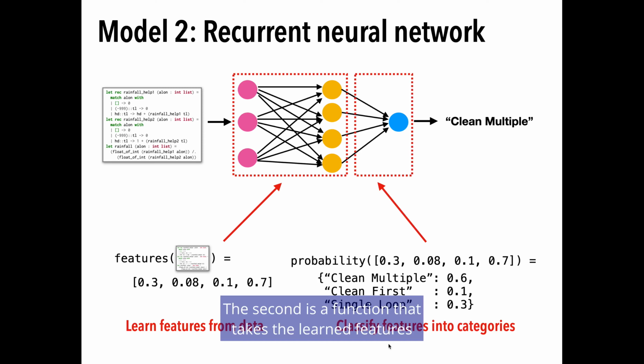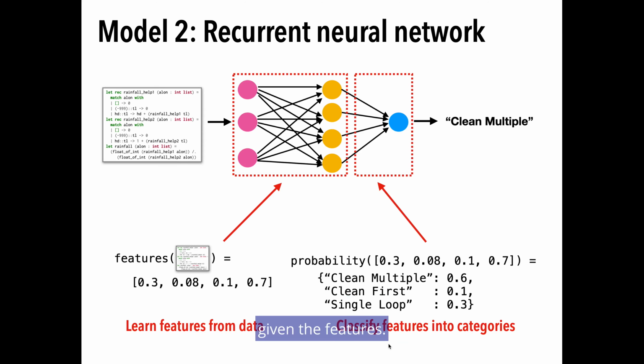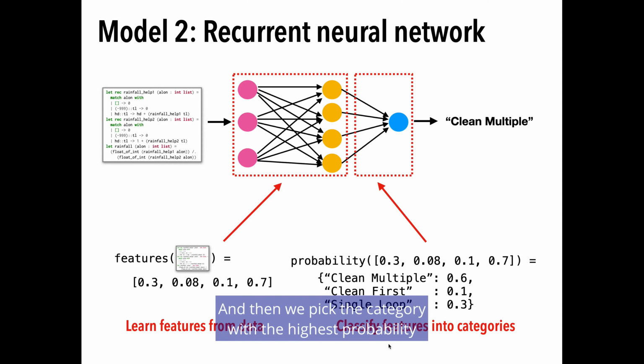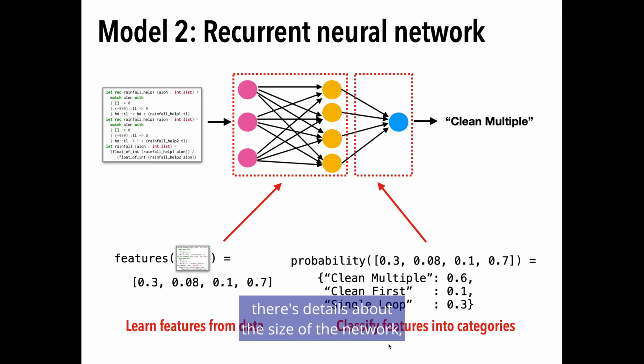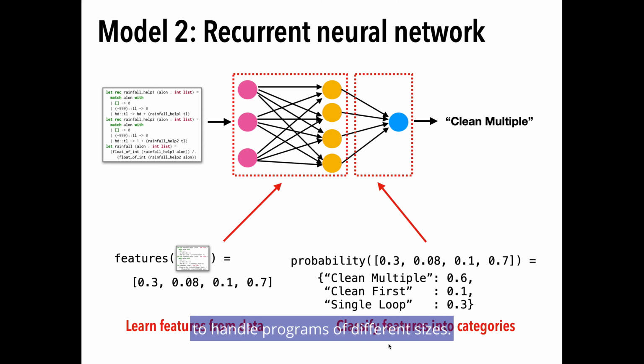The second is a function that takes the learned features and computes a probability for each category given the features. And then we pick the category with the highest probability, and that is the output of our classifier. Again, this is a simplified picture. There's details about the size of the network, how we encode a program into a bag of input numbers, how the network becomes recurrent to handle programs of different sizes. But what's shown here is, I think, really the key intuition for contrasting versus the nearest neighbors approach.